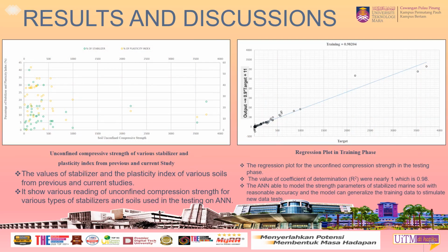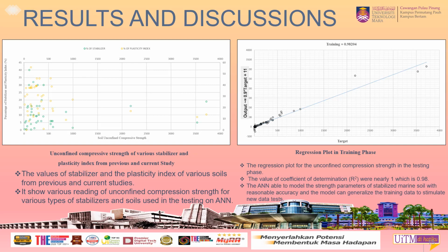The values of stabilizer and plasticity index of various soils from previous and current studies are shown on the left side here. It shows varied readings of unconfined compressive strength for various types of stabilizers and soils used in the testing on ANN. Meanwhile, on the right side shows the ANN result, the regression plot for unconfined compressive strength in the testing phase.